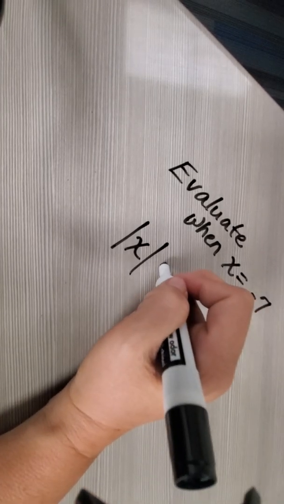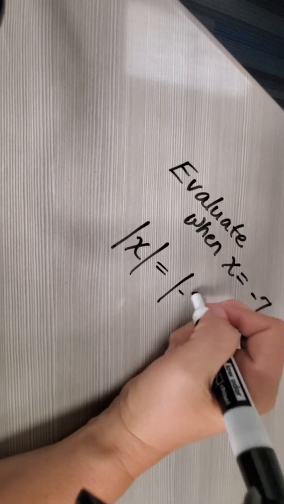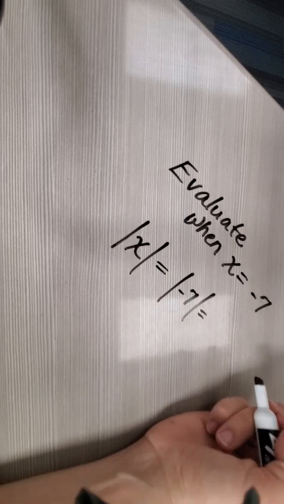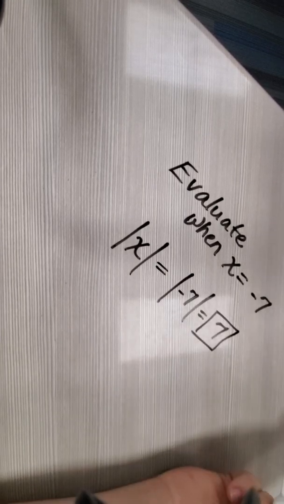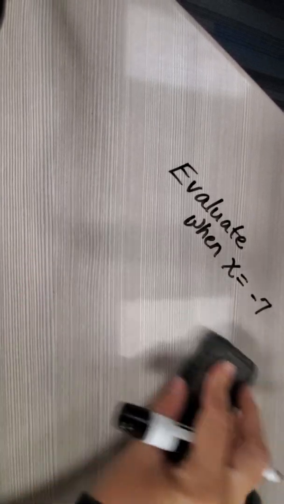So the absolute value of x would mean, if x is negative 7, the absolute value of negative 7. And then you're like, okay, what's the absolute value of negative 7? And remember, absolute value is always positive. So the absolute value of negative 7 is just 7. All right, let's continue doing some practice with that.